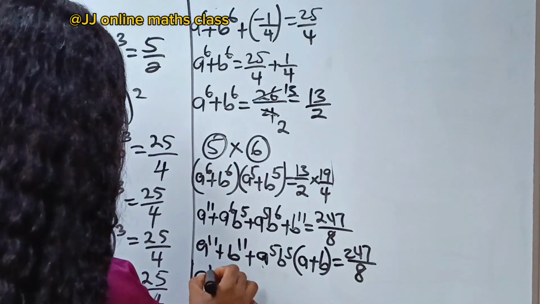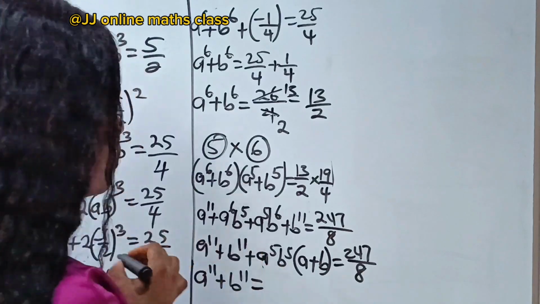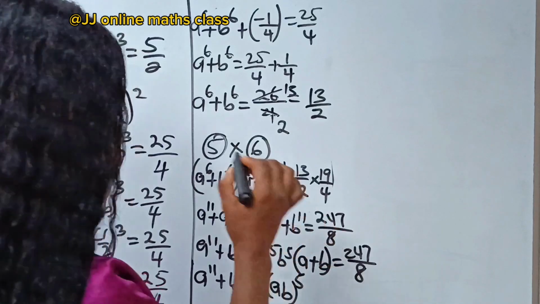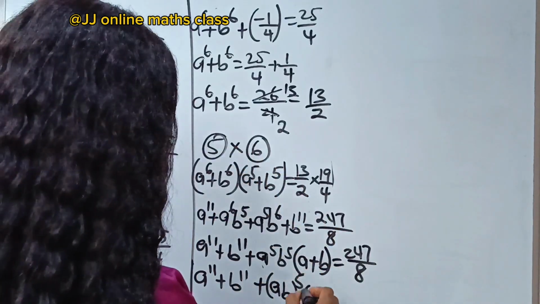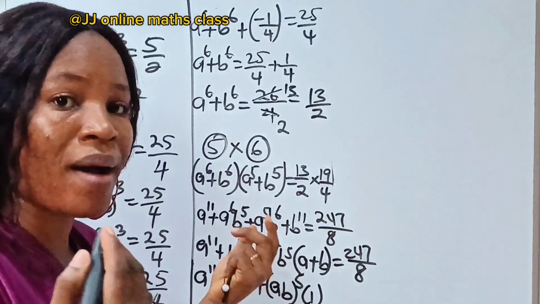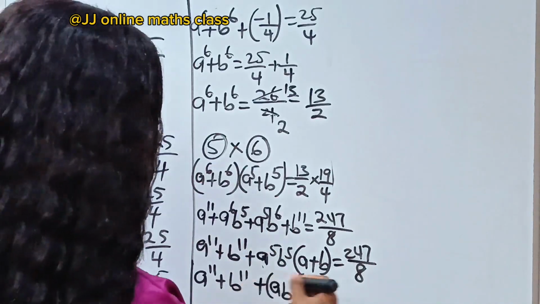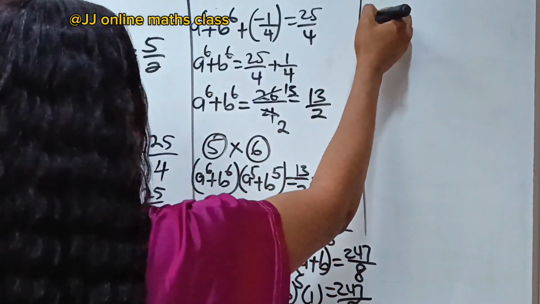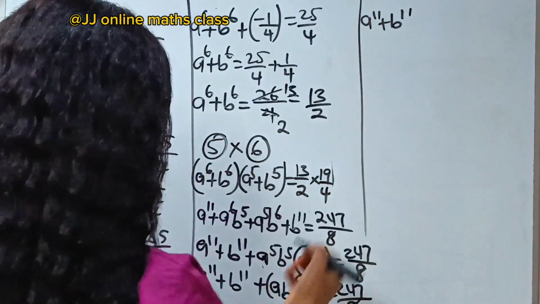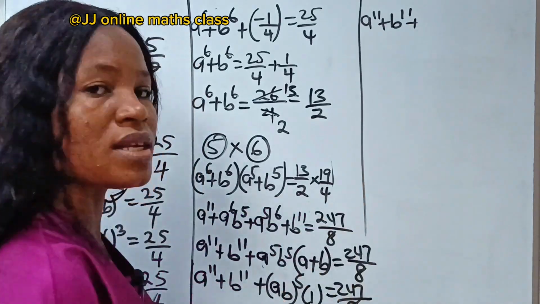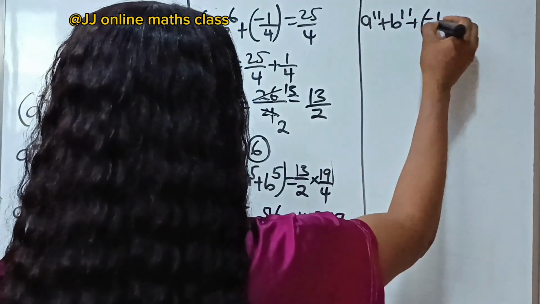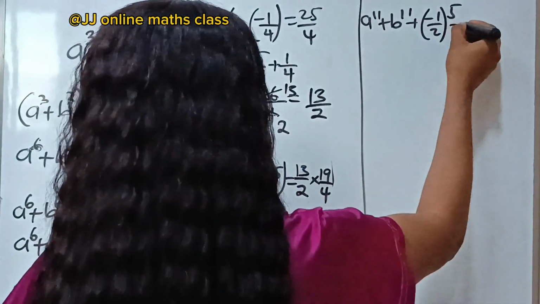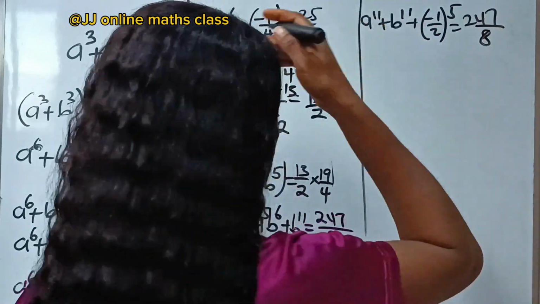All right, now a to the power of 11 plus b to the power of 11 plus, now this is the same thing as ab to the power of 5 times a plus b. Recall from our equation it is given that a plus b is equal to 1, is equal to 247 over 8. All right, let's bring this up here. So we have a to the power of 11 plus b to the power of 11 plus our ab, which is minus 1 over 2, raised to the power of 5 times 1 will still give us the same thing, is equal to 247 over 8.